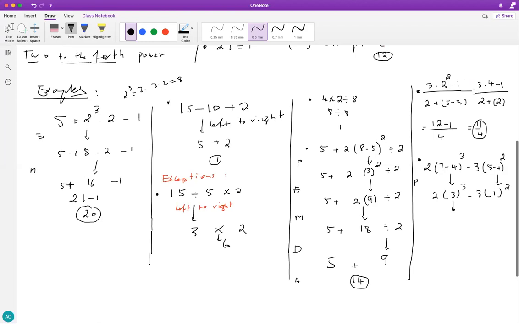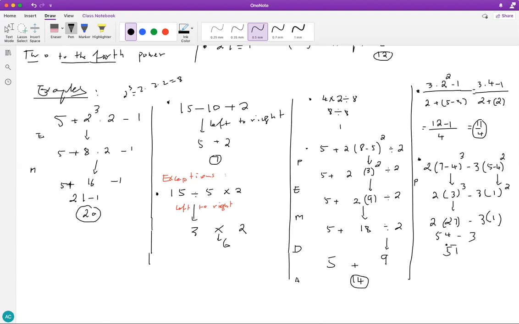So that's 3 times 3 times 3 is 27. Bring down the 2 minus 3. So 1 to the second is 1 times 1, which is 1. It's not 2. 1 to any power is 1. Even if it's 100 here, it still would be 1. 1 times 1 times 1 is just 1. Finally, 54. So now we can do the multiplications here. 54, take away 3, which is 51. And that's your final answer.